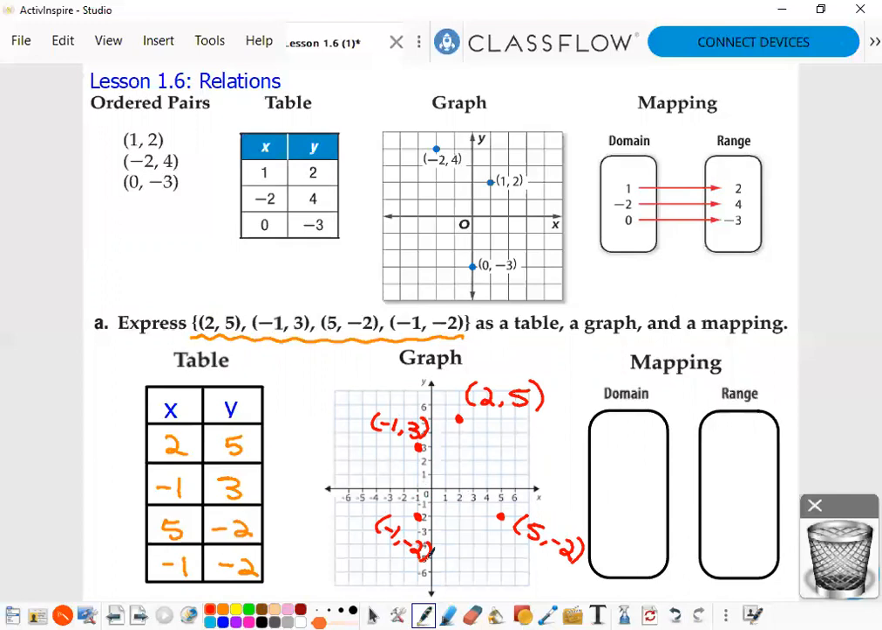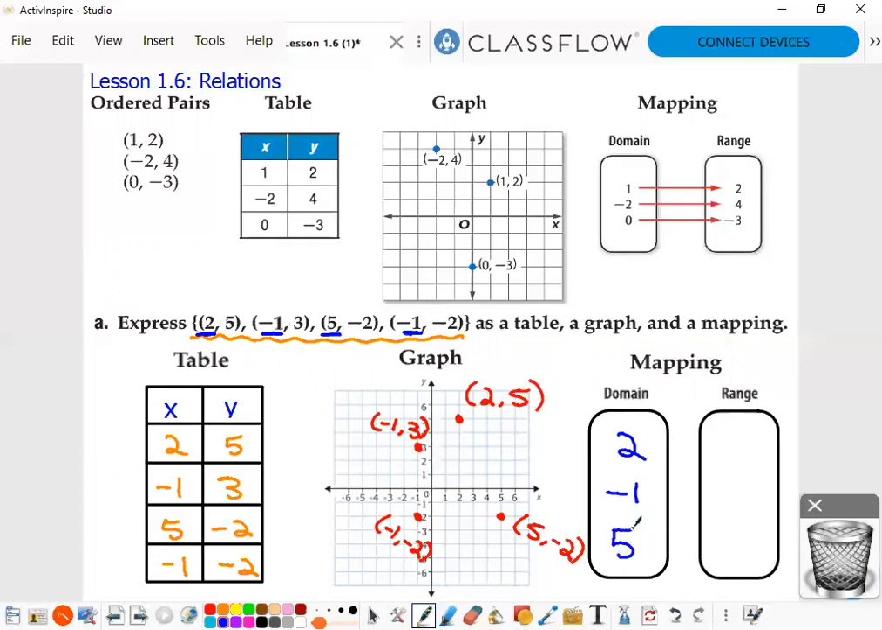And then for our mapping, again, hopefully we're starting to feel pretty good about a mapping. I'm going to write my domain values in my domain column. So I see 2, -1, 5, -1. That sticks out to me because I've seen that -1 twice, but again, I'm only going to write it once. So I have 2, -1, 5 in my domain column. I like that font. I'm going to fix it. There we go, much better.